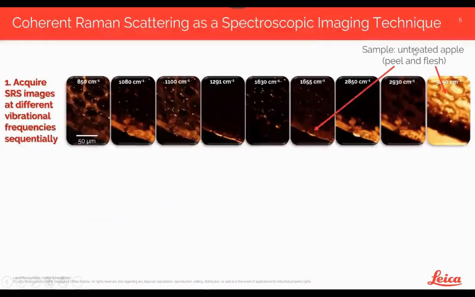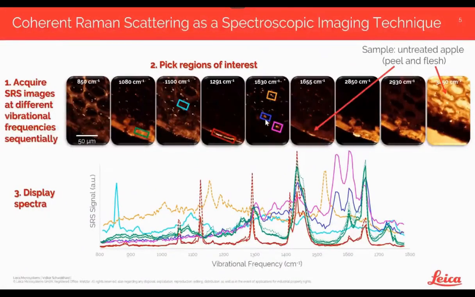The sample that I have used here is actually an untreated apple. And what you can see in the lower part of the image is actually the peel of the apple. And as you go to the higher parts of the image, we are penetrating deeper and deeper into the flesh of the apple. So what we can now do is pick regions of interest as depicted here in color and display the spectra corresponding to those regions of interest. And you can see the sheer wealth of information that is contained in those vibrational spectra that we have just recorded.